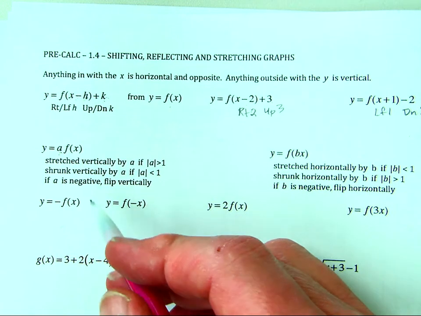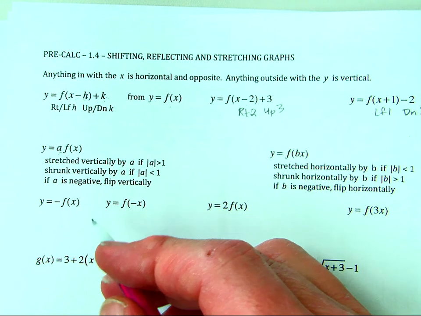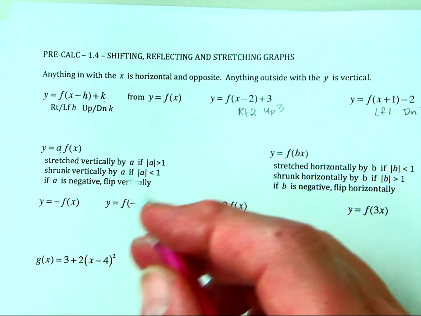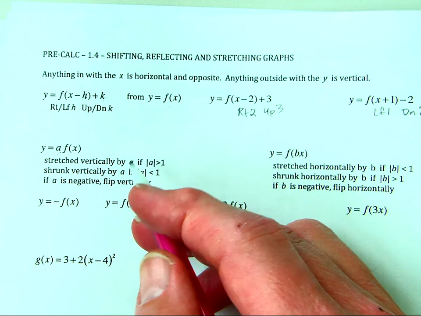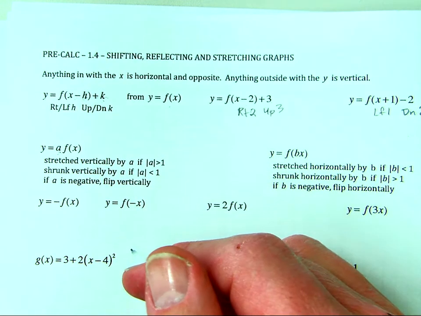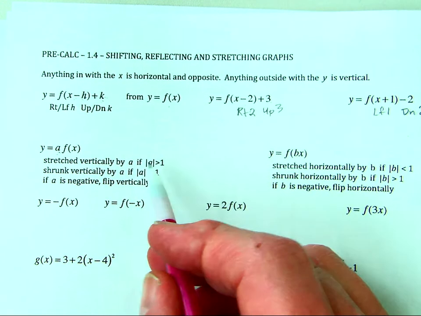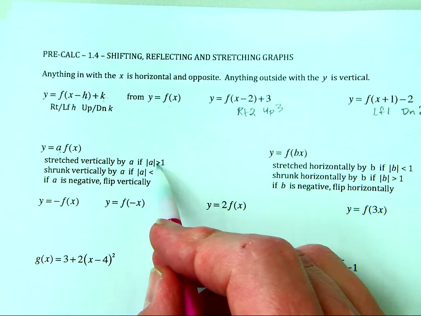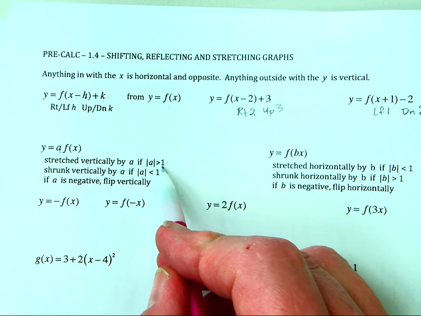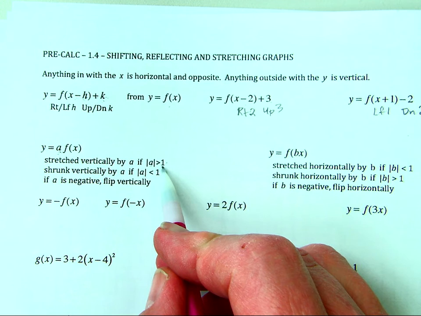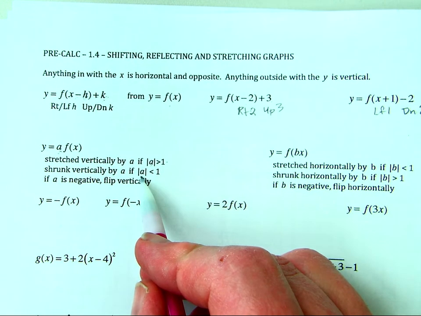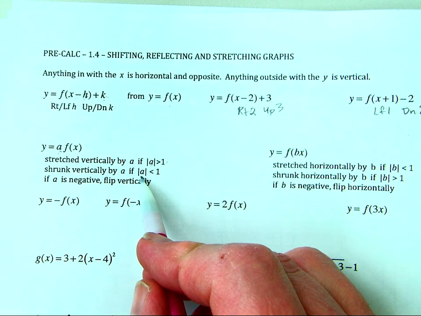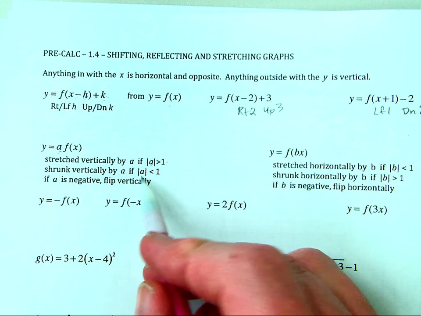If that number is a fraction less than 1, then it's shrunk because it's going to be smaller. So if their point was at 2, 6, and that was a 1/2, now it would move down to 2, 3. That's what it means here, that the absolute value is greater than 1. In other words, if it's a number bigger than 1, whether it's positive or negative, doesn't matter, it's stretched vertically by that number. If that number in there is smaller than 1, so if it's between -1 and 1, so it's a fraction in there, then it's shrunk vertically by that amount.